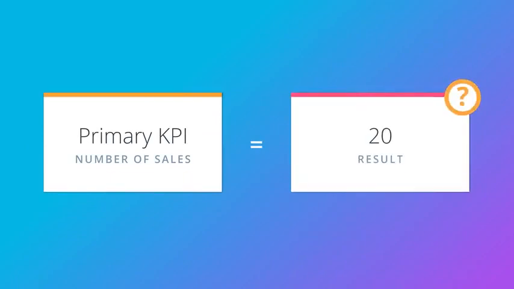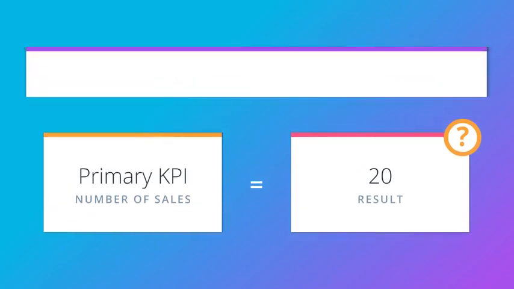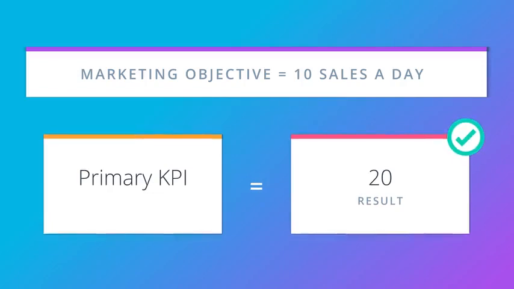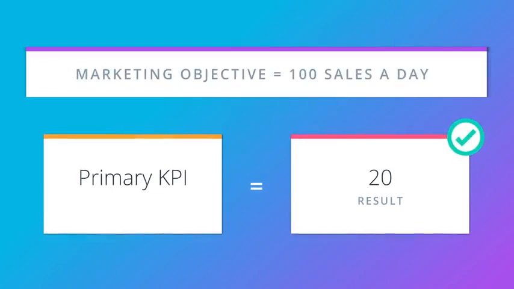Let's say your primary KPI is number of sales, and that equals 20. What do you think? Is this any good? Did your marketing pay off? Well, it's hard to know. KPIs on their own don't say much. They have to be part of the larger picture, which means they have to tie back to your marketing objective. So if your marketing objective was to drive 10 sales per day and your daily primary KPI shows 20 sales, then I'd say that looks pretty good. But if your marketing objective was to drive 100 sales per day, well, that's not so good.